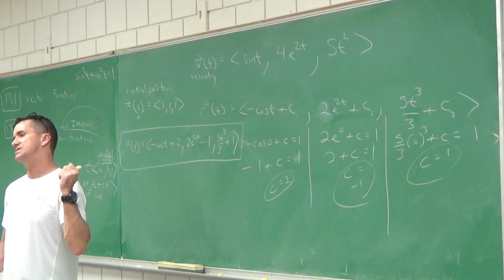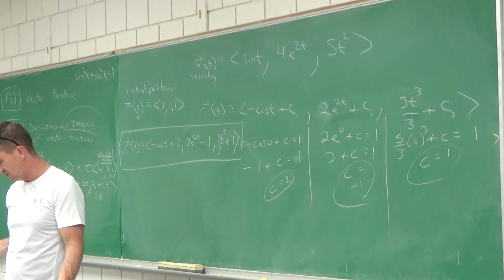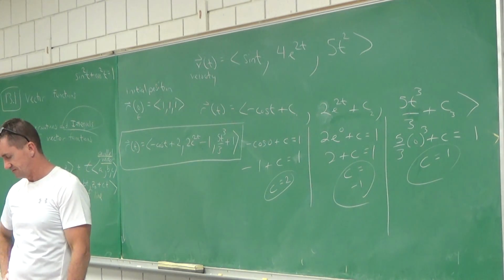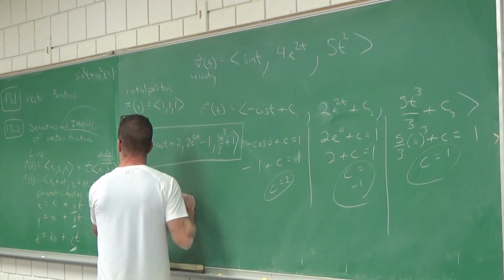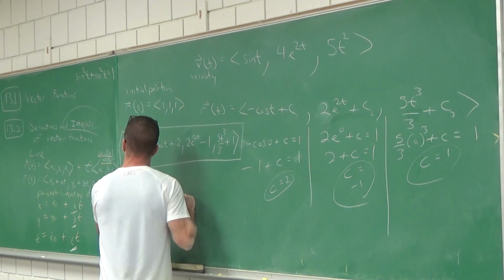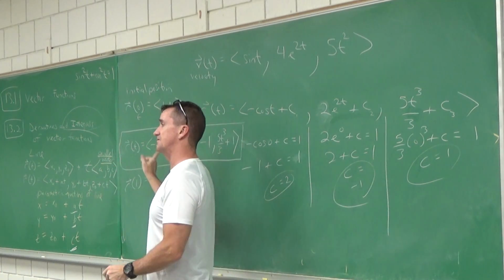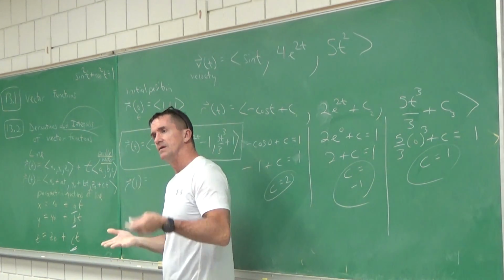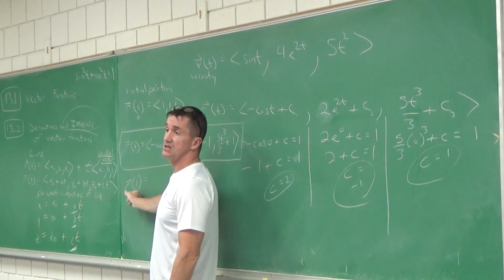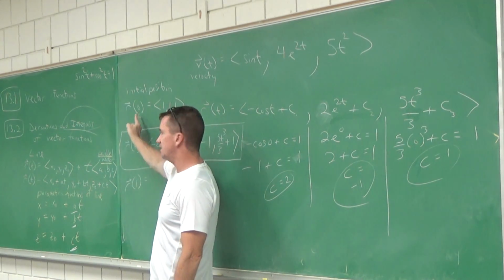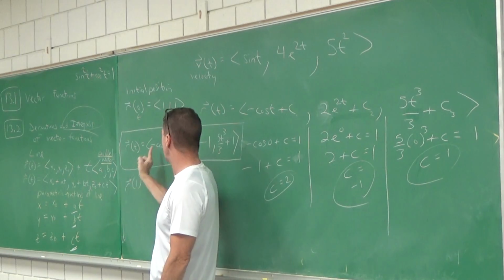Can you find the position of this particle at t equal to 1? What would you do? So the question is, that was the position vector. You found it. But they said, now find the position of this particle at a different t value than 0. And they said, find the position at 1. Now we just have to plug in a 1.